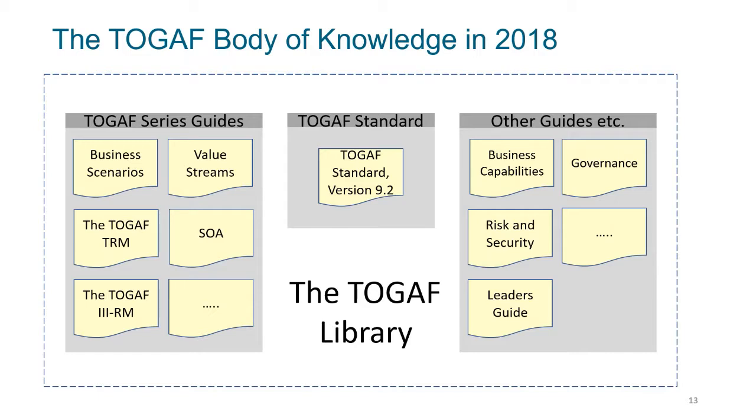we have the actual TOGAF standard, but not the monolithic approach anymore. On the left-hand side, there is what we call the series guides, which used to be part of the main or part of the core, but now they're separated as additional documents. So business scenario and how you build it, value stream and what it means, and what value chain means, and how you use it in support of TOGAF or enterprise architecture, your reference models, the TRM and the III-RM, the service-oriented architecture, the security side, and so on. They're all under what we call TOGAF series guide, right?